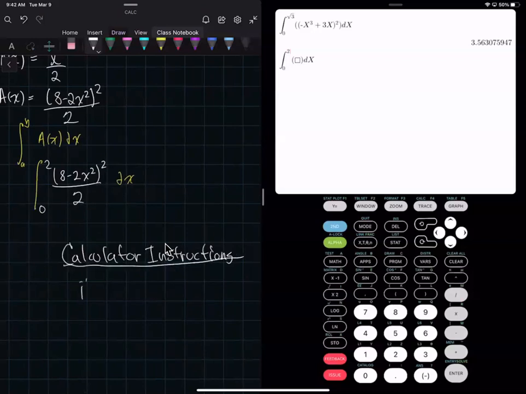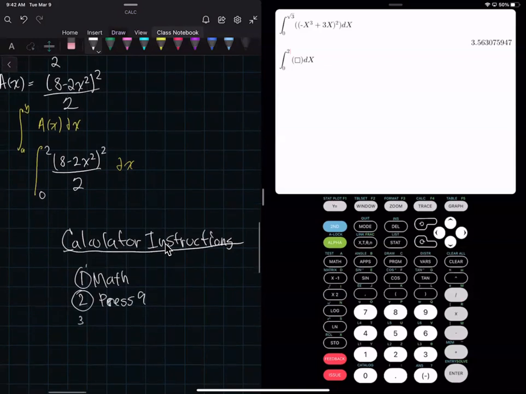So 1, click on math. 2, press 9. 3, I guess that's it. Oh yeah, put limits of 4. I wanted to add something else. Oh yes, x, t, theta, n are the variables.